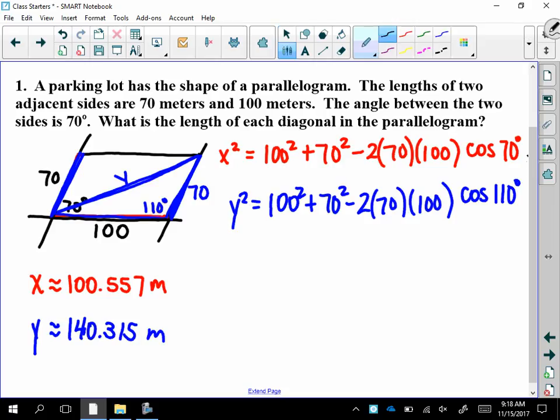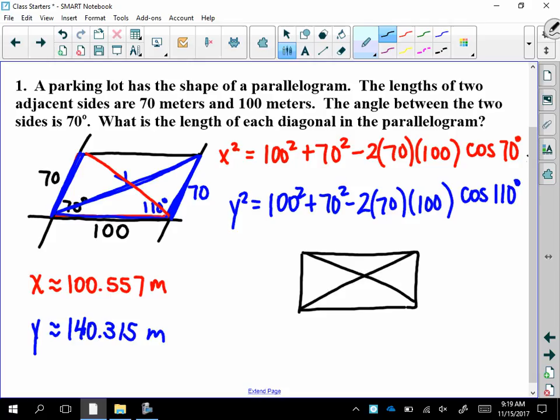Angle's not the same? Well, you can tell by looking at this that one's got to be shorter than the other. This side is across from a smaller angle than this one is. Okay. Now, if it were a rectangle, then those diagonals would be congruent. Okay? Or if it were a square, they'd be congruent. But it's a parallelogram, because of that angle, it's going to be a little bit different.